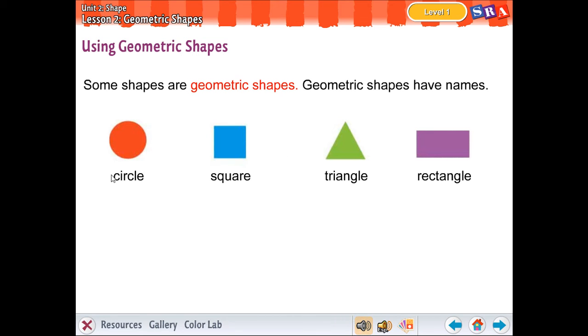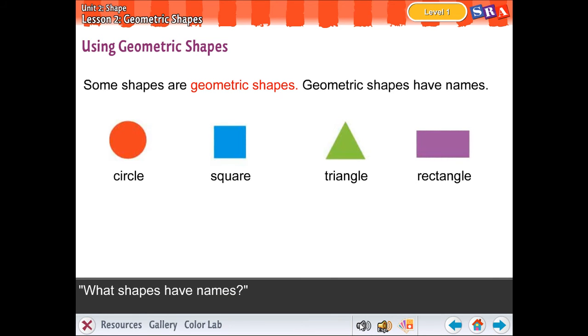Say along with me. Red circle. Very good. Blue square. Good. Green, shape that has 3 sides, triangle. And a purple rectangle. Good job.